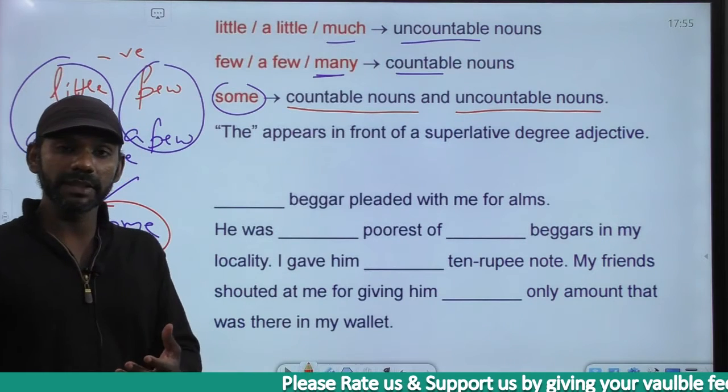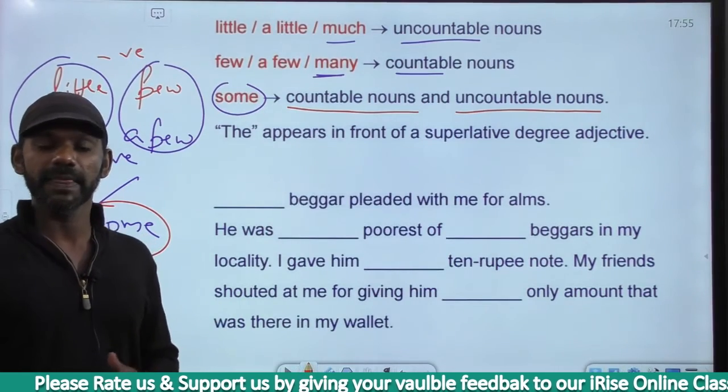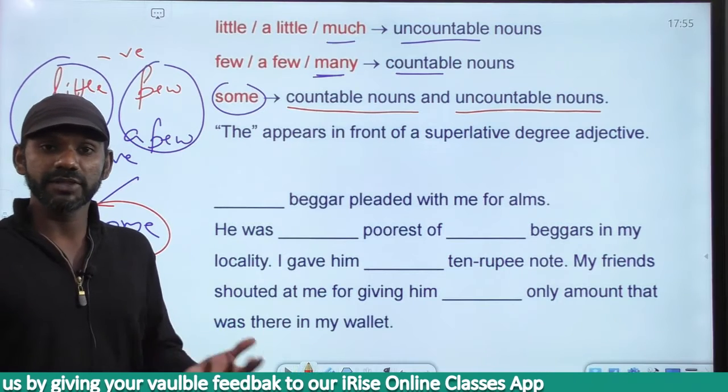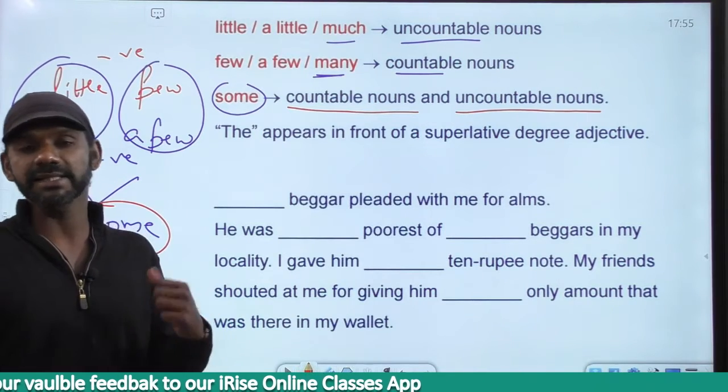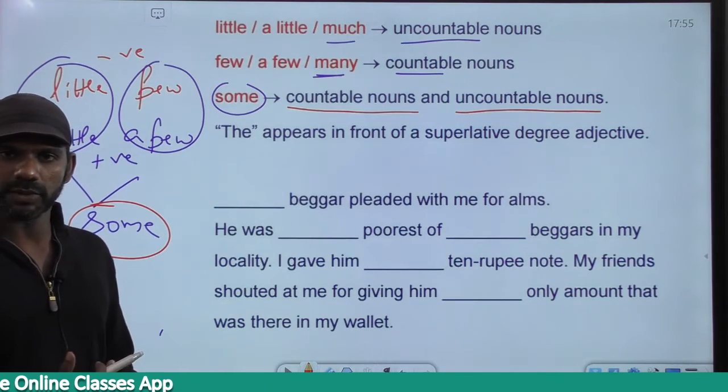Uncountable nouns: some money, some water, some tea, some sugar, some milk, some information. Countable nouns: some friends, some books, some chairs, some tables, some pens, etc. So some can be used with both countable nouns and uncountable nouns.